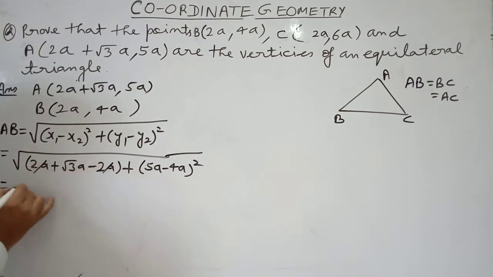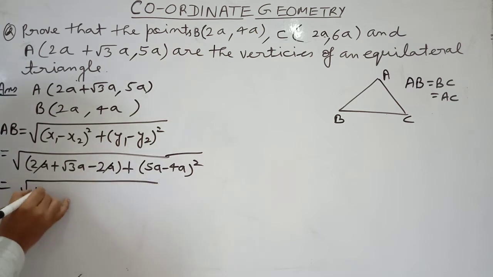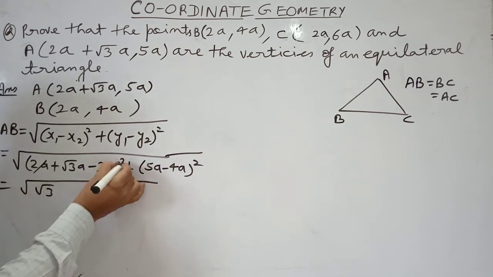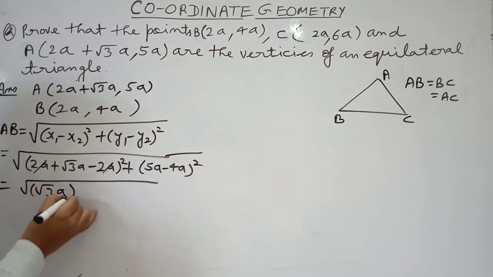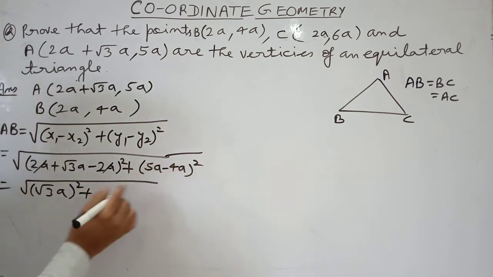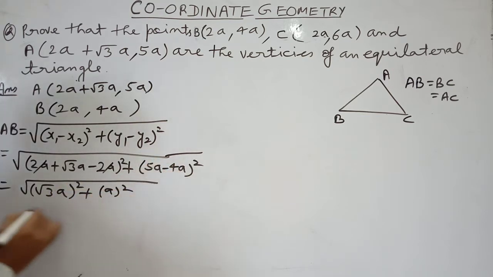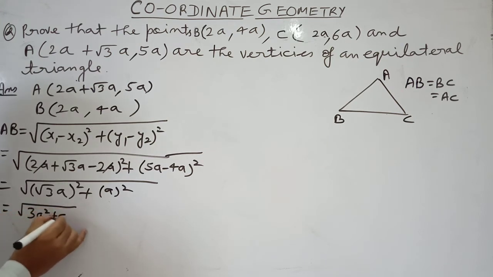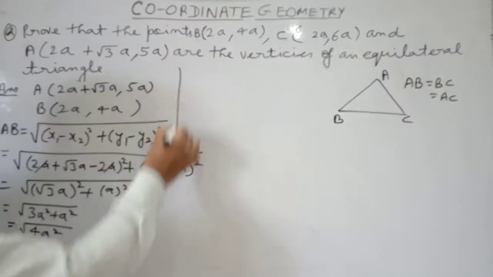2a will cancel, minus 2a. So we have root of (root 3a) square plus (5a minus 4a) square, a square. This is equal to root of 3a square plus a square, 4a square, which is equal to 2a. So the length of AB is 2a.